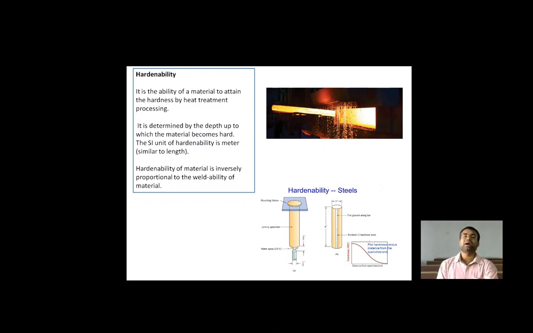The SI unit of hardenability is the meter, similar to length, and the hardenability of a material is inversely proportional to the weldability of a material. As you can see, this particular figure is showing, and this graph is also showing the hardenability. This is the flat ground alone and the Rockwell C hardness test. These are all divided, and that is how the hardenability of that particular material is defined.